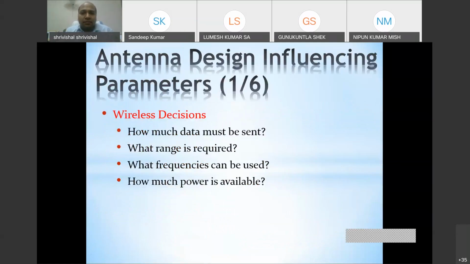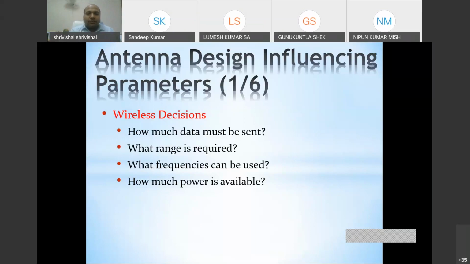Let us move on to the more important design related parameters. First is antenna design influencing parameters. We are going to discuss a few of the parameters which play a key role in designing the antenna systems. Before we start, let me clarify: these are not mandatory parameters you have to check. But when we design an antenna system, we have to keep a note of these important parameters related to the application requirement. You have to be aware of what kind of application you are designing, and these parameters help in the perfection of your design.